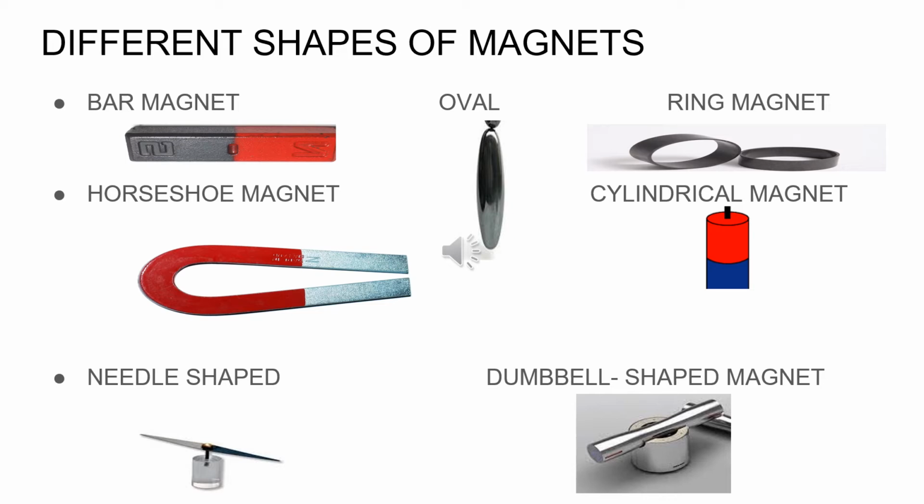Ring magnet, as the name suggests, is simply like a ring on your finger. Cylindrical magnet, horseshoe magnet, needle magnet. You have seen it fitted on a magnetic compass. Dumbbell shaped is not basically a dumbbell. It is a dumbbell shaped magnet.